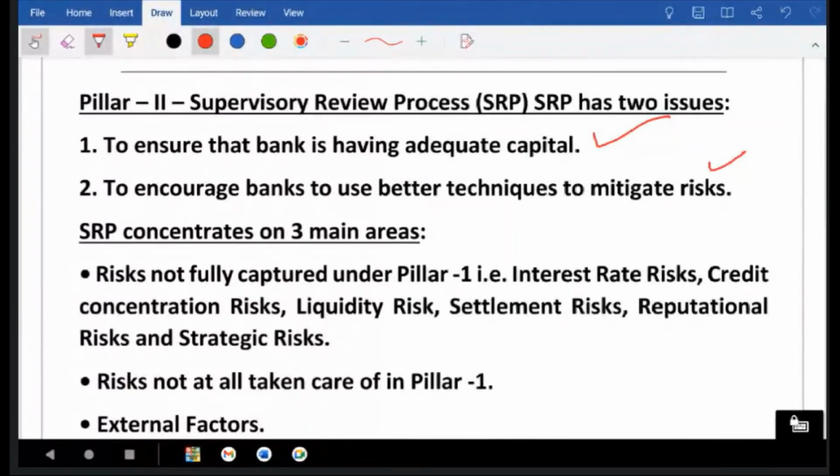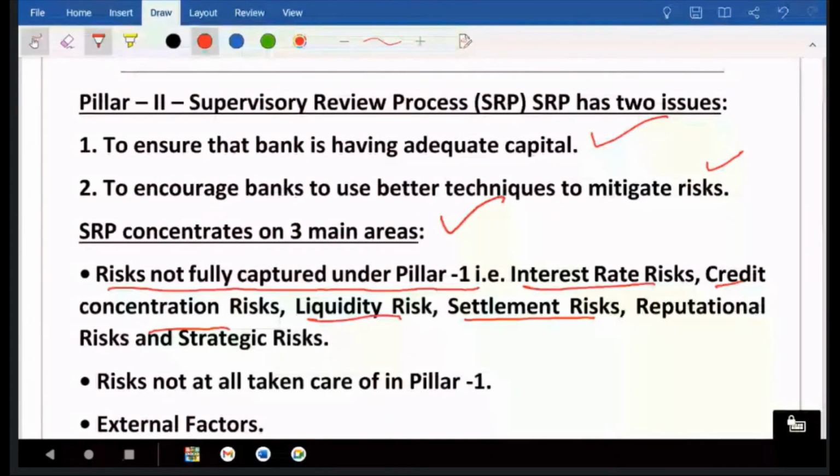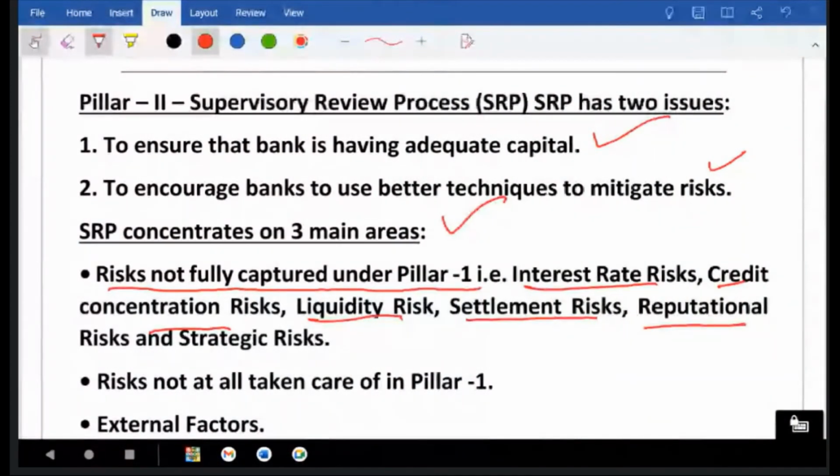Risk not fully captured. Why are they focusing on these three main areas? Because risk was not fully captured under Pillar 1, that is interest rate risk, credit concentration risk, liquidity risk, settlement risk, reputational risk, and many more risks. In Pillar 1 this was not taken into account. That is the main concentration of the supervisory review process, because Pillar 1 only talks about the capital.